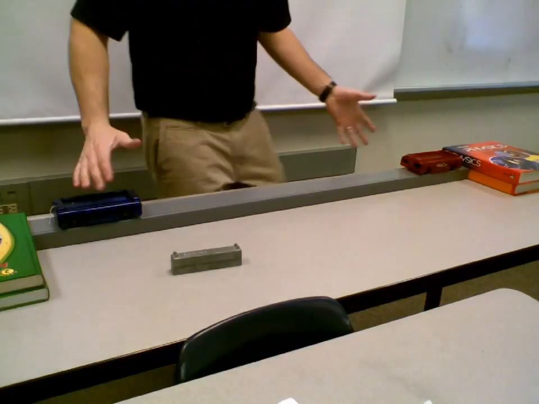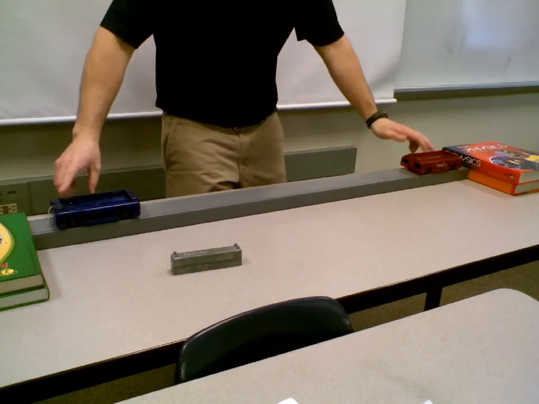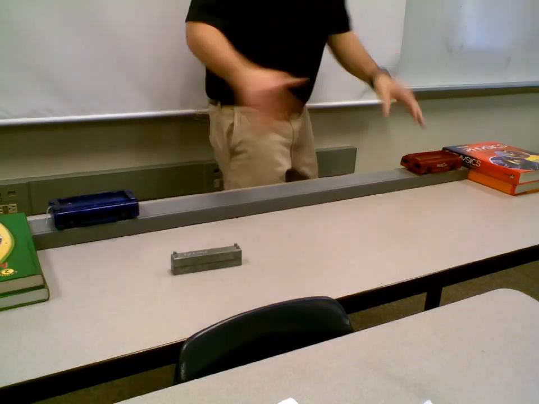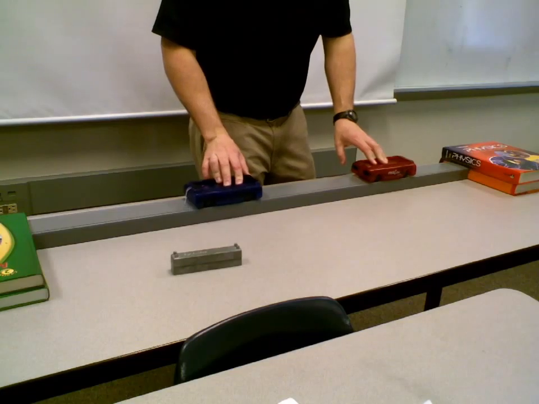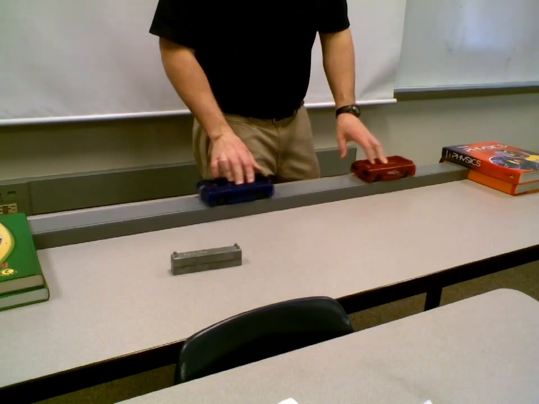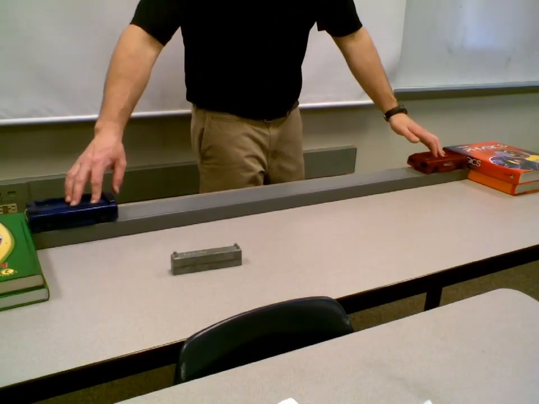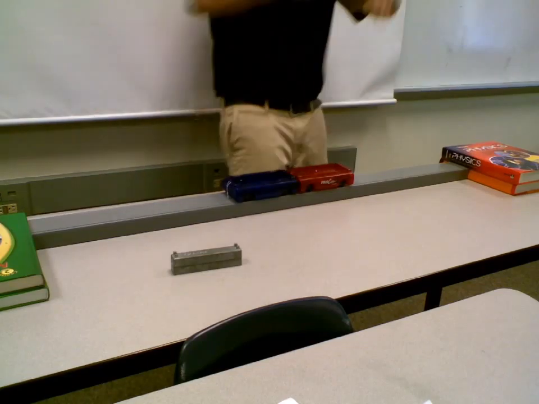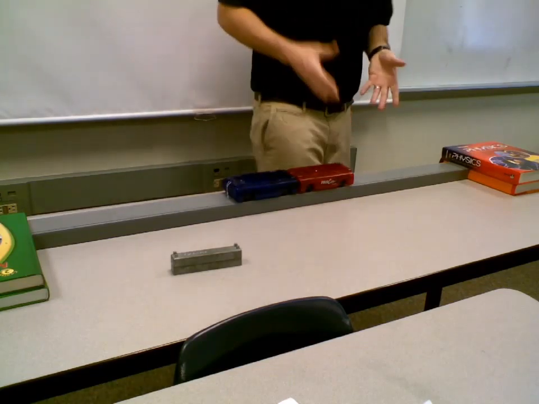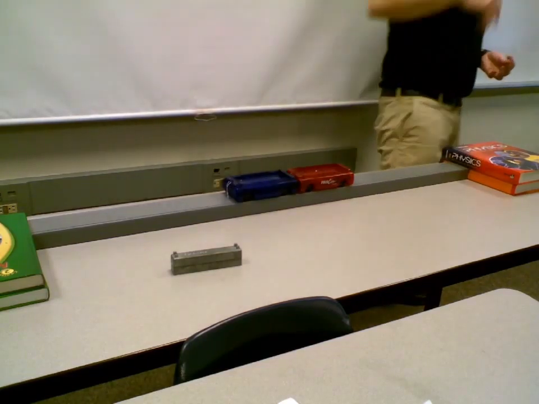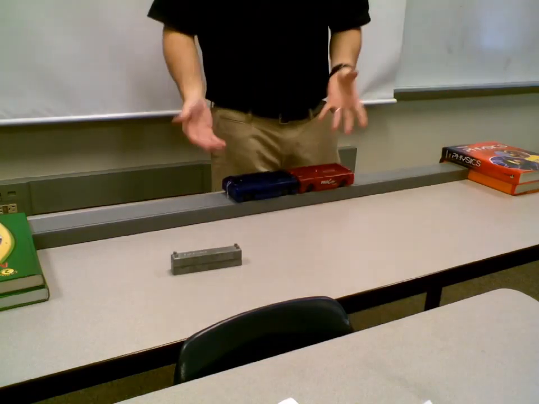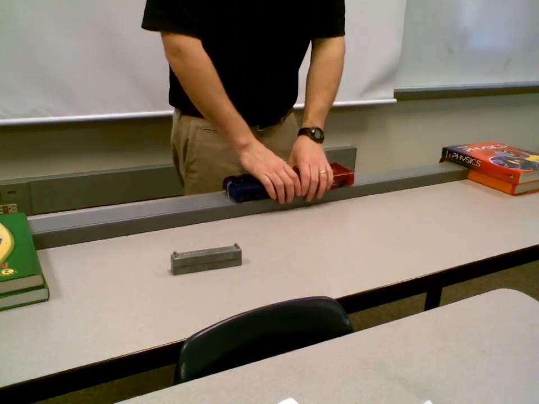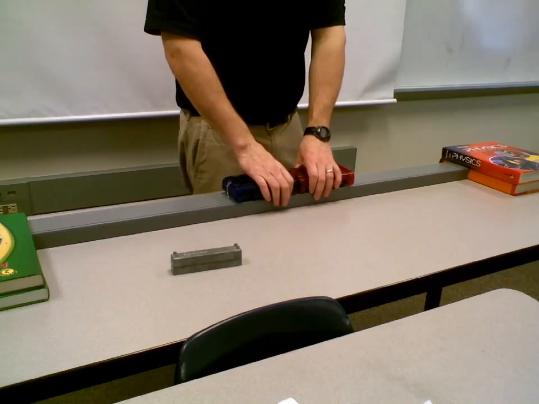So, red car, blue car. I'm going to push them towards each other, and I'm going to push them at the same velocity. So, if they have the same velocity, what do we know about their momentums? They're the same, right? So here, red car, blue car, same velocity, hit. Explode. So, what's the momentum right now? What's the momentum of these two cars right now? Zero. Right? So, the total momentum right now is 0.